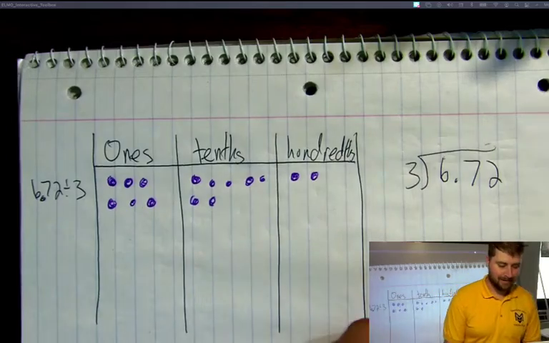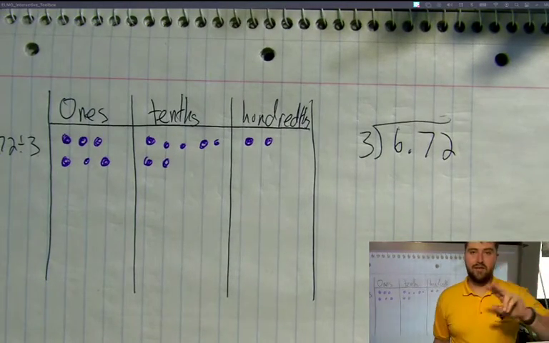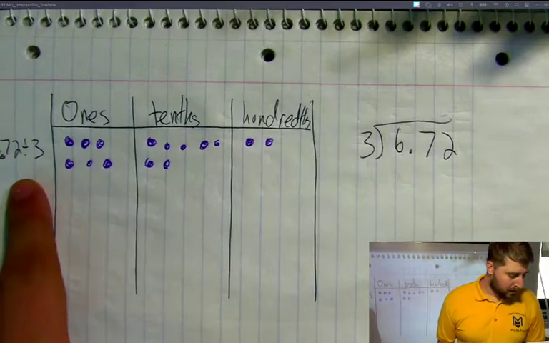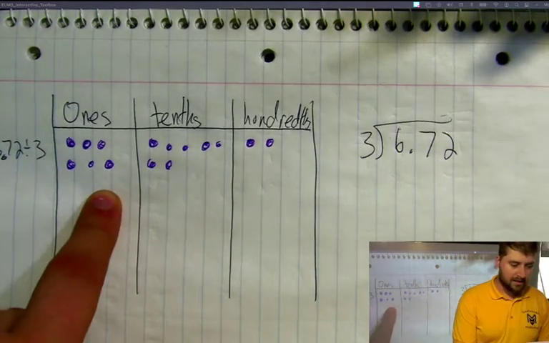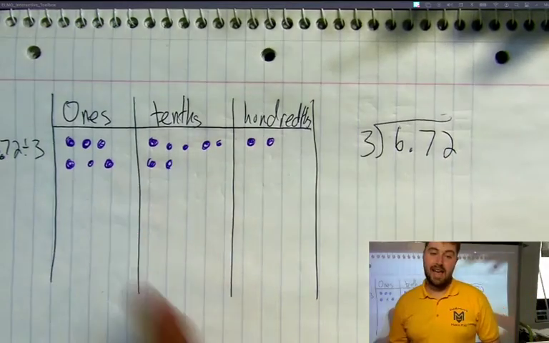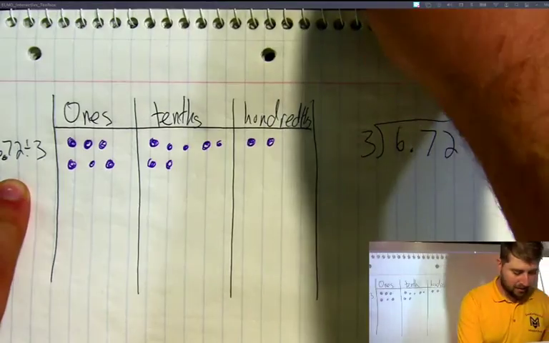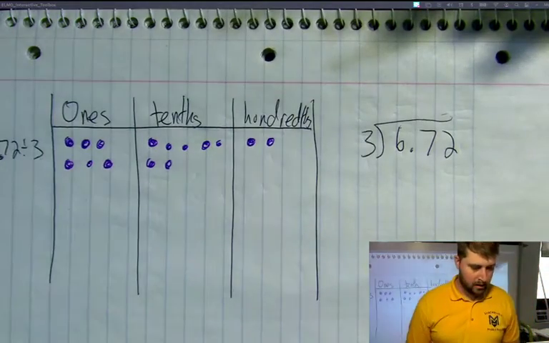We're going to continue on with dividing some decimals. So the first problem we are going to take on, we are going to do 2 different ways. The first way, we are going to draw with dots in our place value columns, and then we're going to do the standard algorithm as well. So the first problem we're taking on is 6 and 72 hundredths divided by 3.